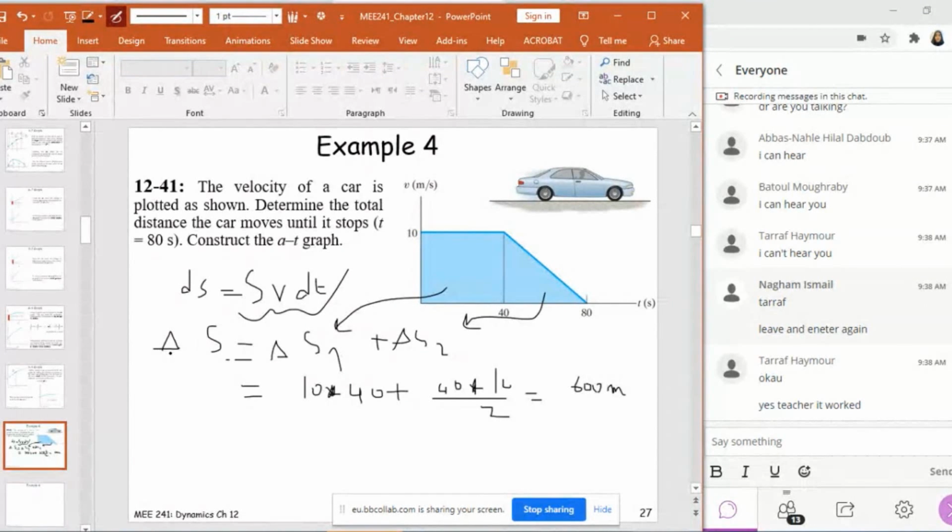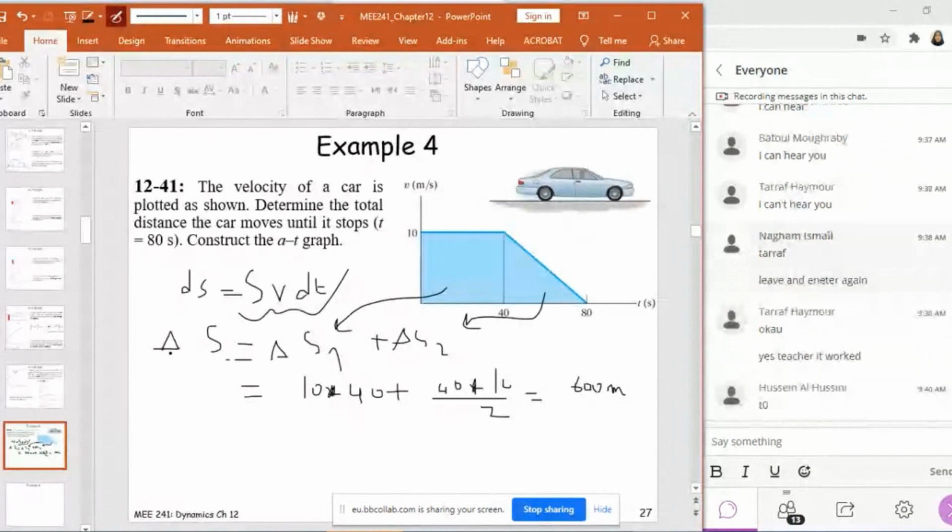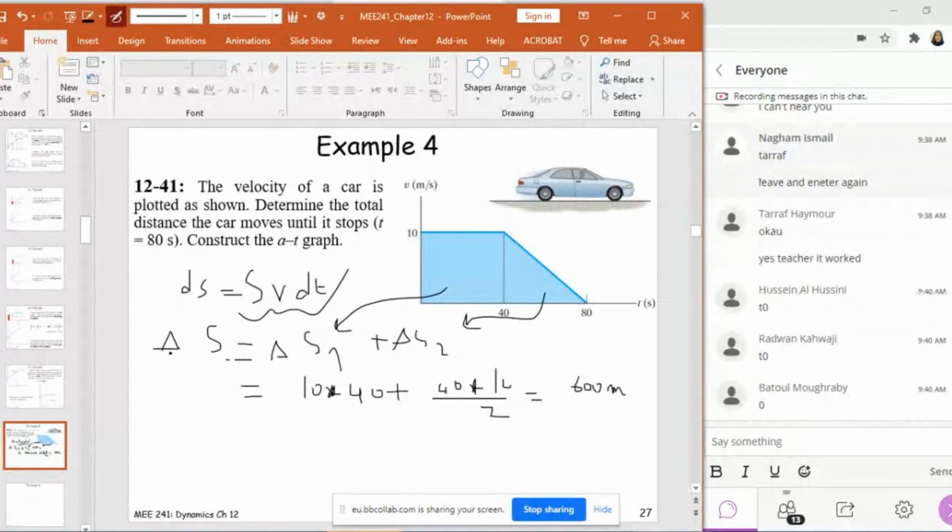I cannot find S unless I know S at t equal to 0. Yes, so guys, if I know S at 0, I can find S1, S2, S3, and so on. So I cannot find S unless I know S at t equal to 0. In this case, I only can find delta S because it is the area under this curve.